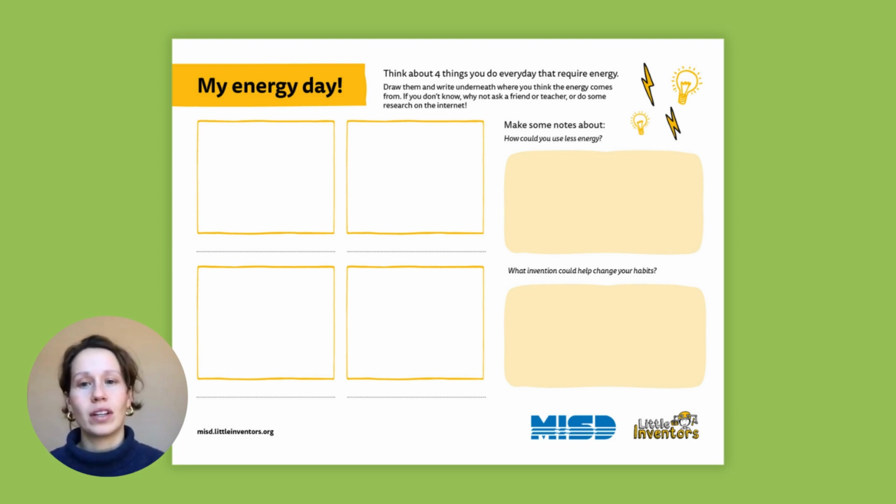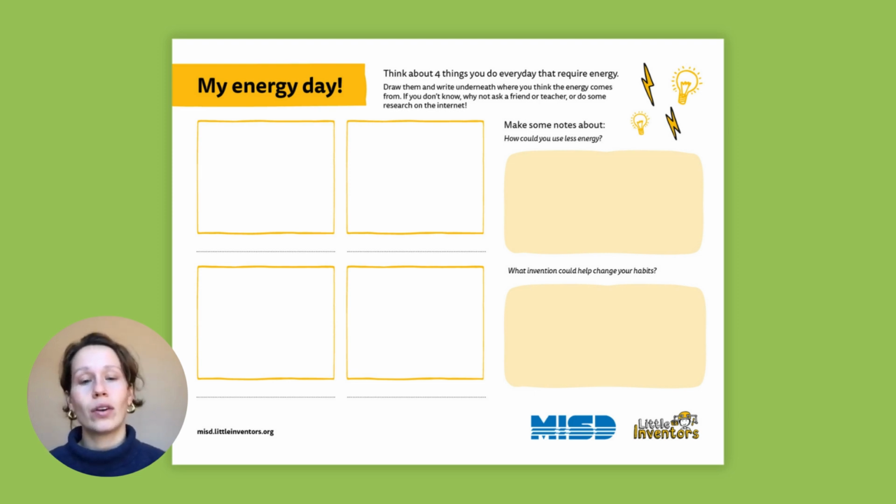Some examples of things that require energy could be driving to school, turning on the lights, using a phone, using hot water to wash their hands, heating up or cooking food, or cycling. Pretty much everything we do requires energy, even just being alive. The last part of the activity asks your students to make some notes about how they could use less energy and to come up with an invention idea to help change their habits.